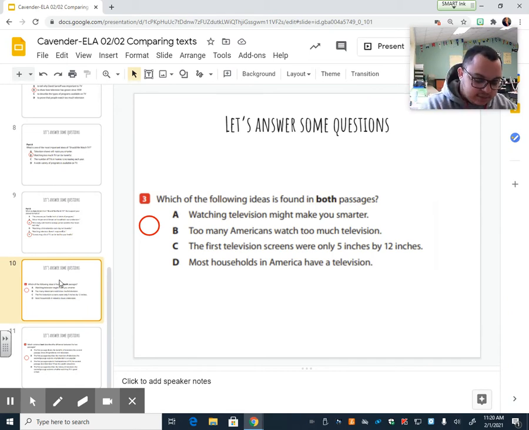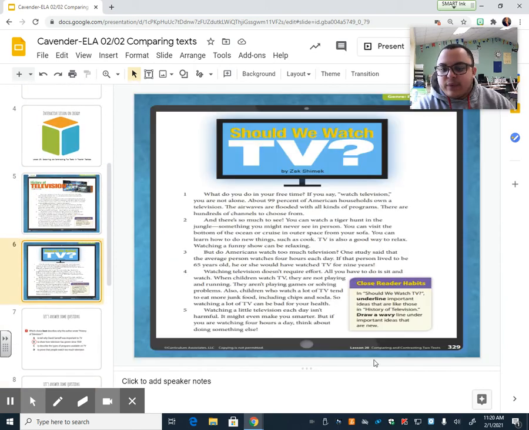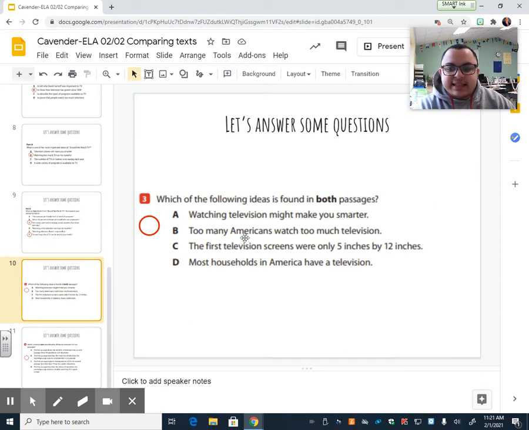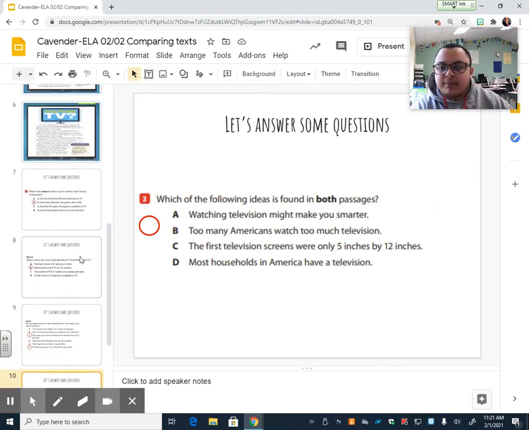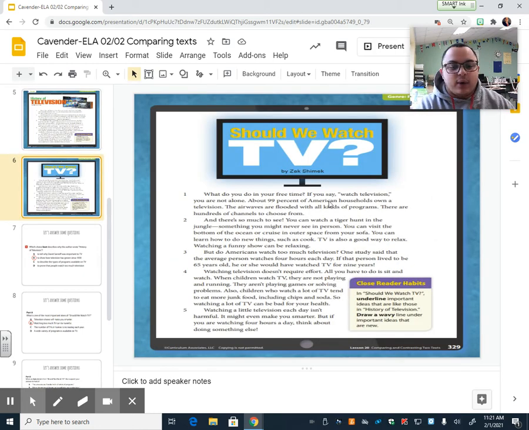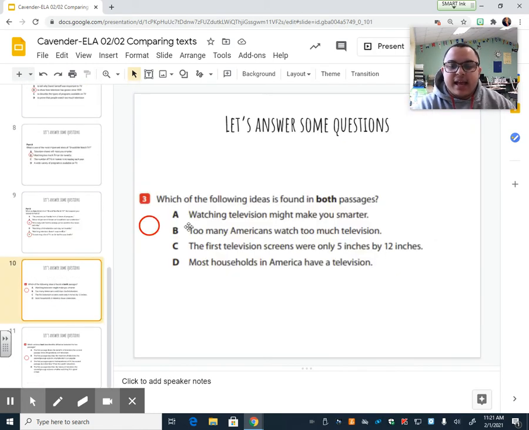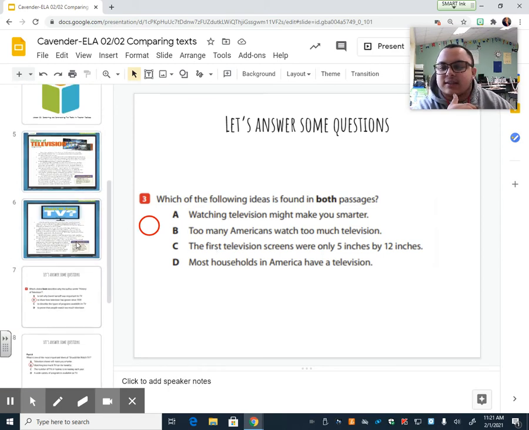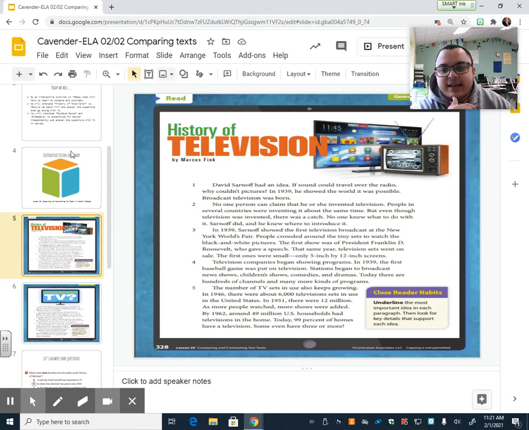So we have two questions left. Which of the following ideas is found in both passages? Is it A, watching TV might make you smarter? No, because if we go back, that was only said in the second one. Is it B, too many Americans watch too much television? Nope, that was also only found in the second one. Is it C, the first television screens were only 5 inches by 12 inches? Nope, that was only in the history of television.